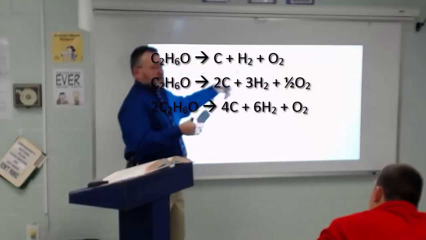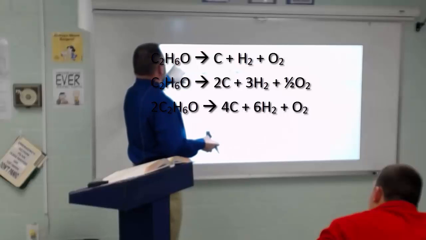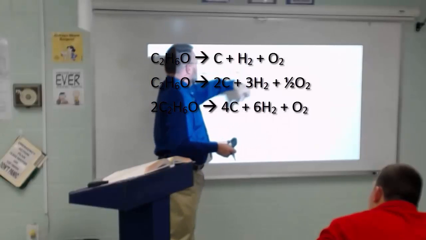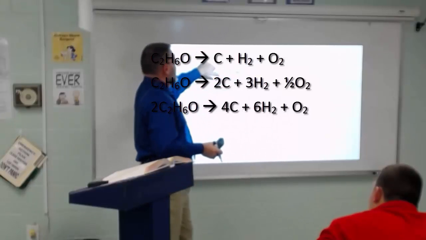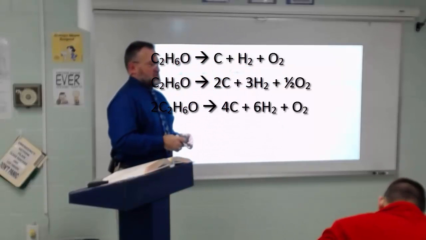Let's check it real quick, just to make sure. 2 sets of 2 is 4. 2 sets of 6 is 12. 6 times 2 is 12. 2 times 1 is 2. 1 set of 2 is 2. We have a balanced reaction equation.